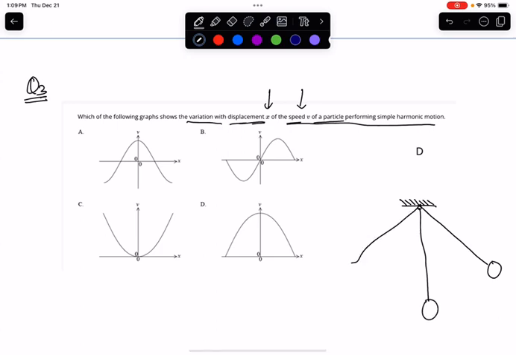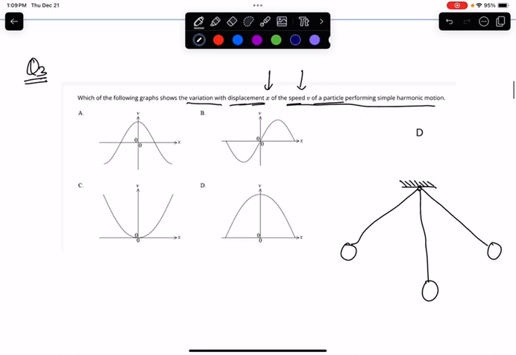So once again, we simply visualize a simple pendulum and we draw all of those things over here. Now, what we have seen is that this is our positive amplitude, negative amplitude, and then this is our equilibrium. So we can see that at the maximum amplitude, you have the maximum displacement. At the minimum amplitude, you have the minimum displacement.